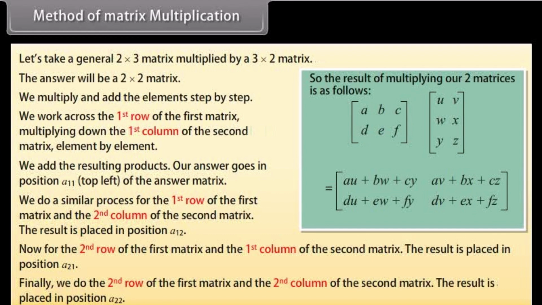So, the result of multiplying our two matrices is the multiplication of the matrix with first row A, B, C and second row D, E, F, and the matrix with first row U, V, second row W, X, third row Y, Z, which produces the matrix with first row AU plus BW plus CY, AV plus BX plus CZ, and second row DU plus EW plus FY, DV plus EX plus FZ.